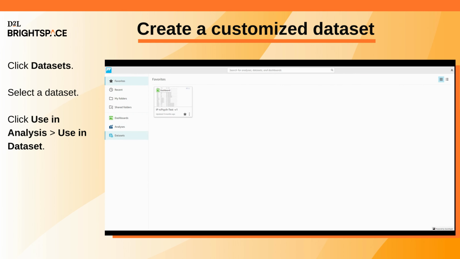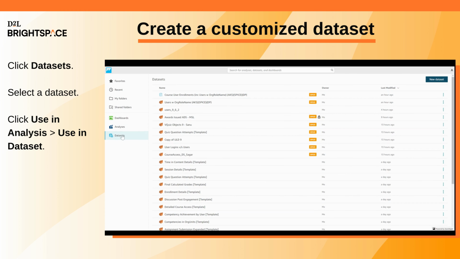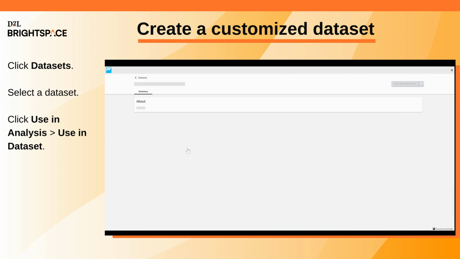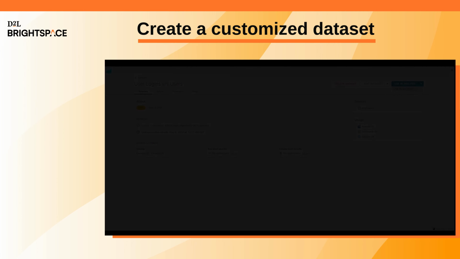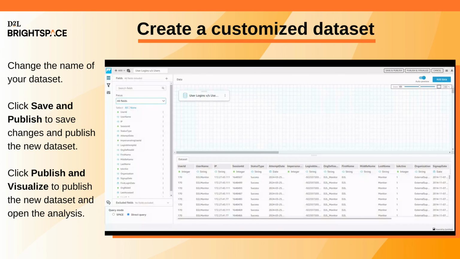On the Analytics Builder homepage, click Datasets. Click the dataset you want to use. Click the Use in Analysis drop-down menu and select Use in Dataset. The data preparation page opens.